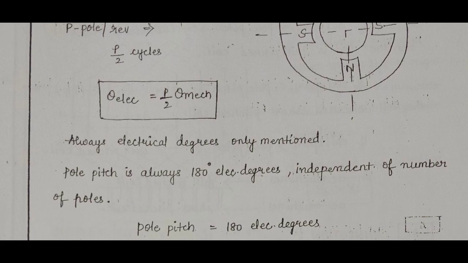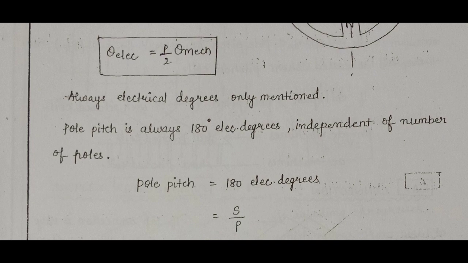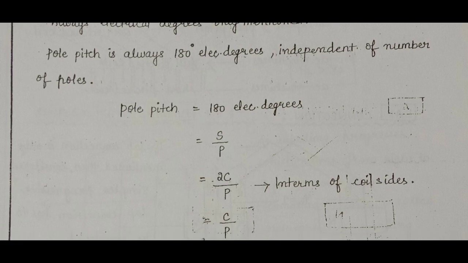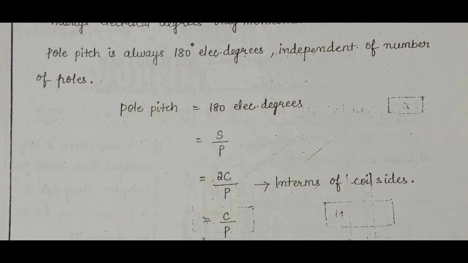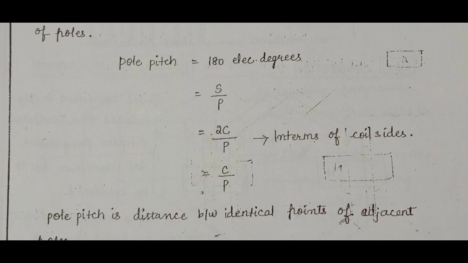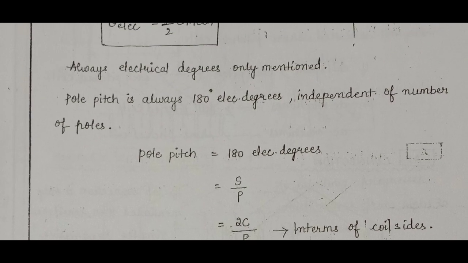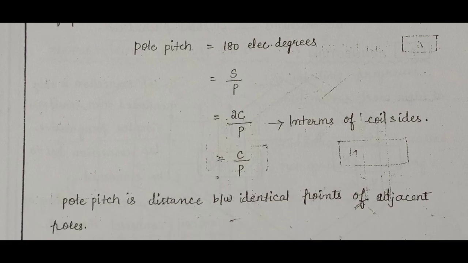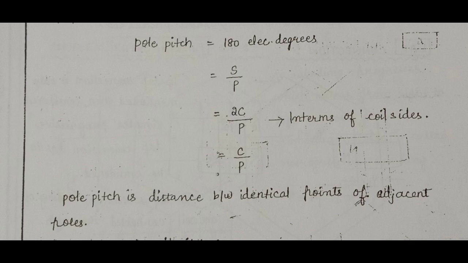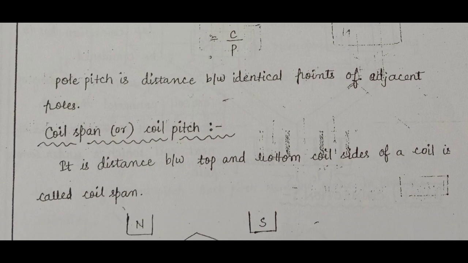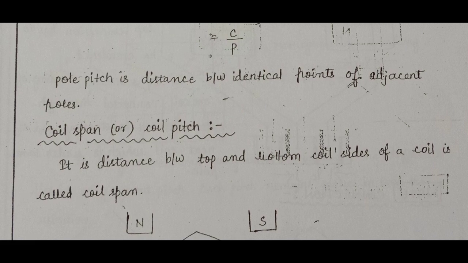So theta electrical is always 180 degrees, which equals pole pitch. The pole pitch is 180 degrees electrical. It can also be said as slots per pole. The pole pitch equals slots per pole, S by P, or in terms of coil sides, 2C by P, two coil sides per pole. Pole pitch is the distance between identical points of adjacent poles.